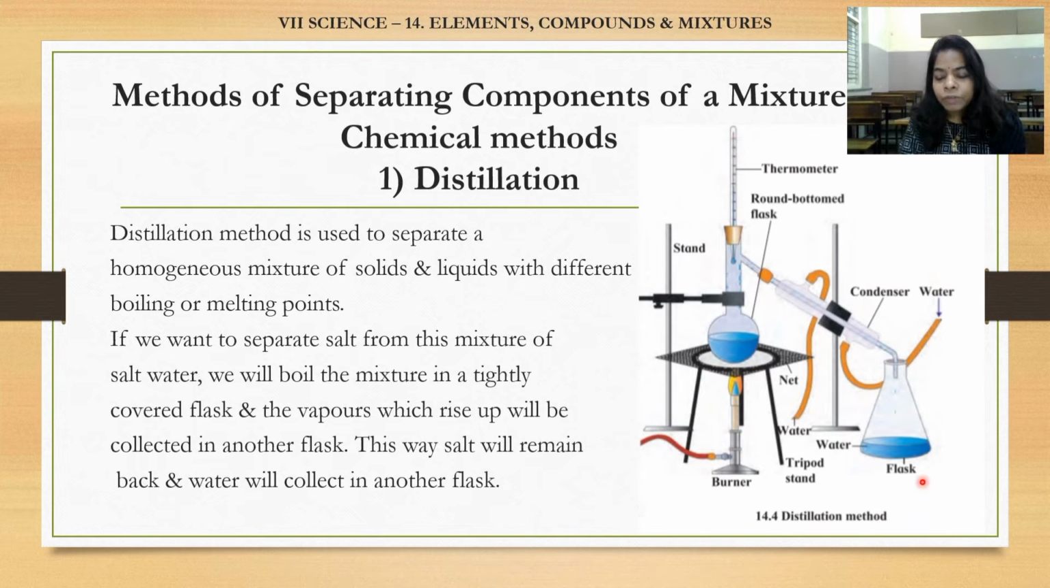So this liquid which is collected here will be having a lower boiling point as compared to the one which remains back. After all the vapors have come here and no vapors are coming out, we'll switch off. Now we'll have a separate liquid in this flask and a separate liquid will remain in this flask.